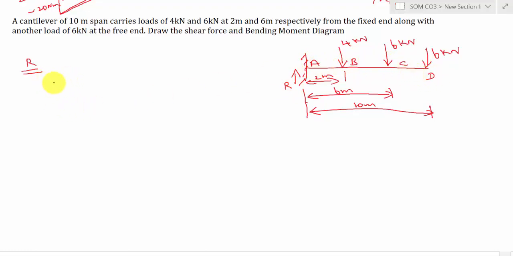Okay, so we know that the total upward force is equal to the total downward force. So the upward force, the reaction, is equal to the total downward force, which is 4 kilonewton plus 6 kilonewton plus 6 kilonewton. So the overall load is 16 kilonewton. So let's say the magnitude of the reaction is 16 kilonewton and it is acting in the upward direction. So now we'll go to the shear force diagram.